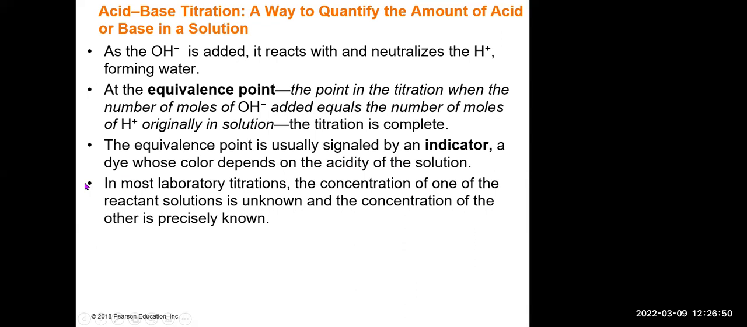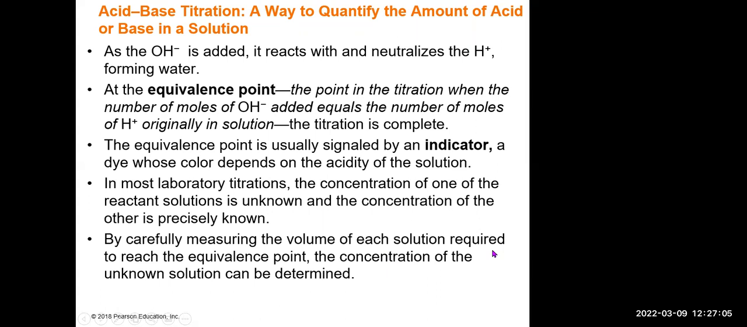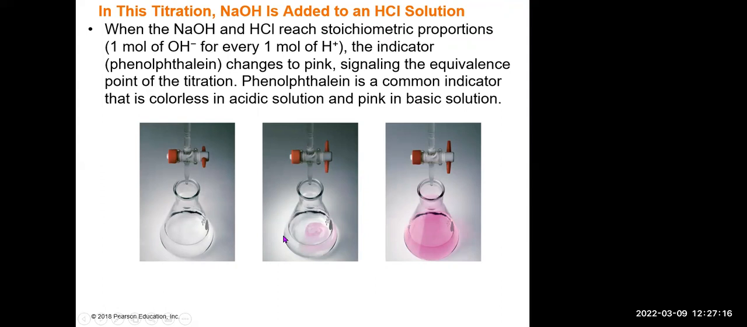So in most laboratory titrations, the concentration of one of the reactant solutions is unknown. The concentration of the other one is precisely known. By carefully measuring the volume of each solution required to reach the equivalent point, the concentration of the unknown solution can be determined. And in this titration, NaOH is added to HCl, again shown here.